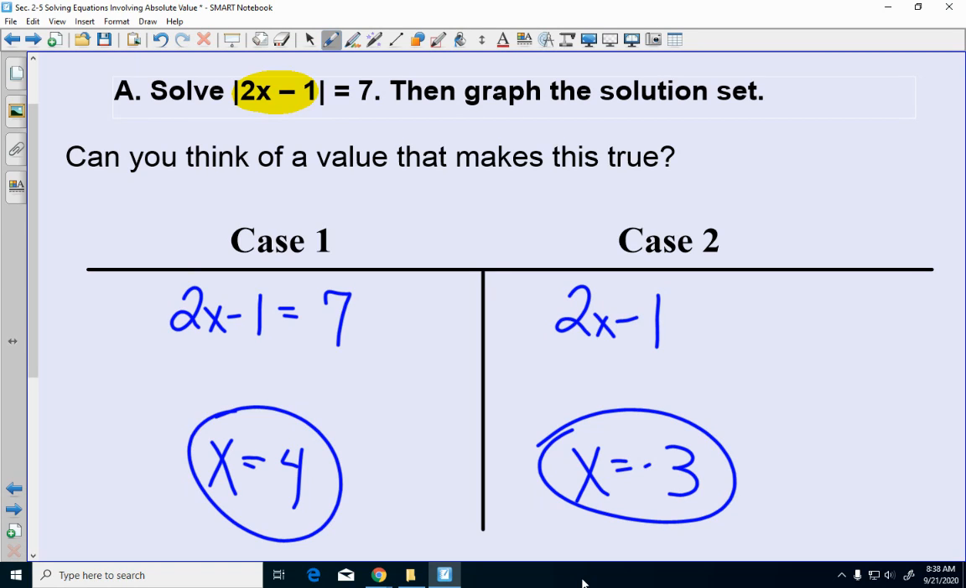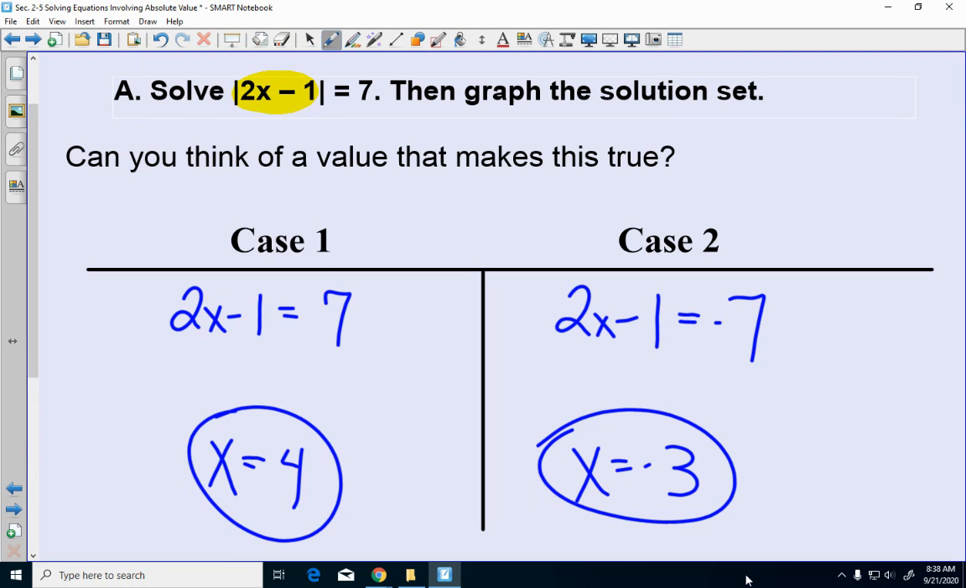Charlotte? -7, right? Because 2 times -3 minus 1 more was -7. You with me? Okay, your eyebrows say otherwise. All right. So over here, we're actually trying to make it equal to -7.